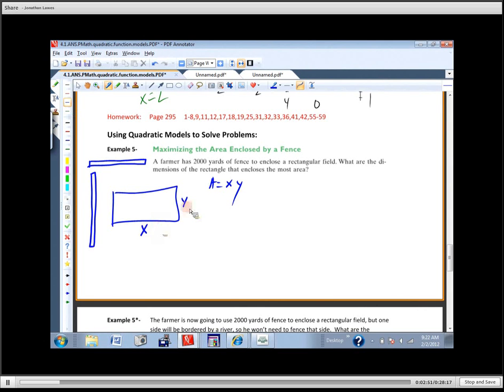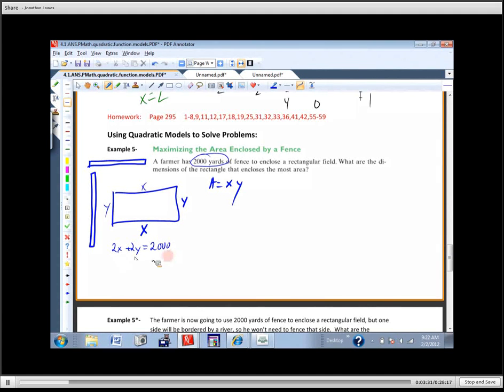If this is x and this is y, and it tells us that there's 2,000 yards of fence, there are a few ways we could do this. The 2,000 yards has to go from here all the way over to this corner, up to here, all the way over to this corner, and down to here. It's got to go all the way around. All the way around a rectangle, what's the word for that? Perimeter. The perimeter's got to be 2,000 yards, right? So if this is x, that's got to be x. If this is y, that's got to be y. So how would you represent the perimeter? It's two x's and two y's should equal 2,000.